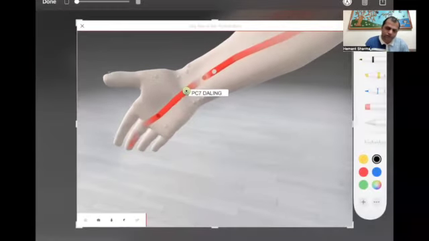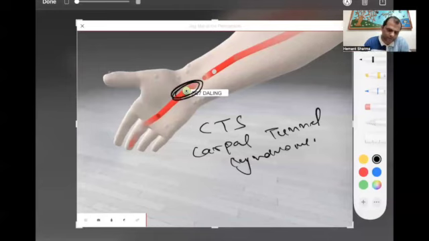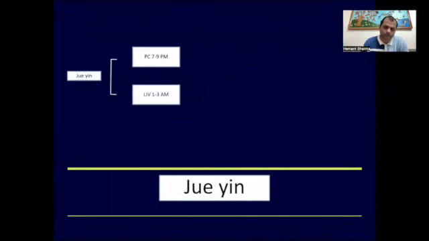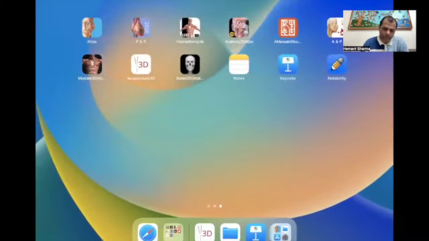This wrist pain is very common in one disease, called CTS, carpal tunnel syndrome. In carpal tunnel syndrome, there is a compression of one nerve, the median nerve. The person is having pain here. This pain might go to the finger, but this pain is here at the location of pericardium. Where will we treat? As per Dr. 10, pericardium will be treated in the liver. So where we are going to treat now, we'll see the liver.